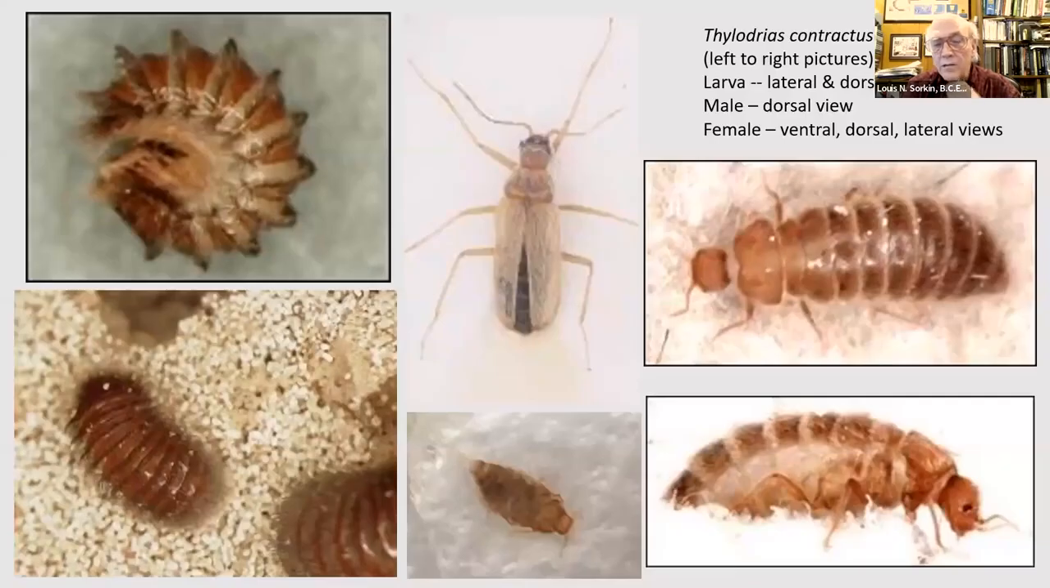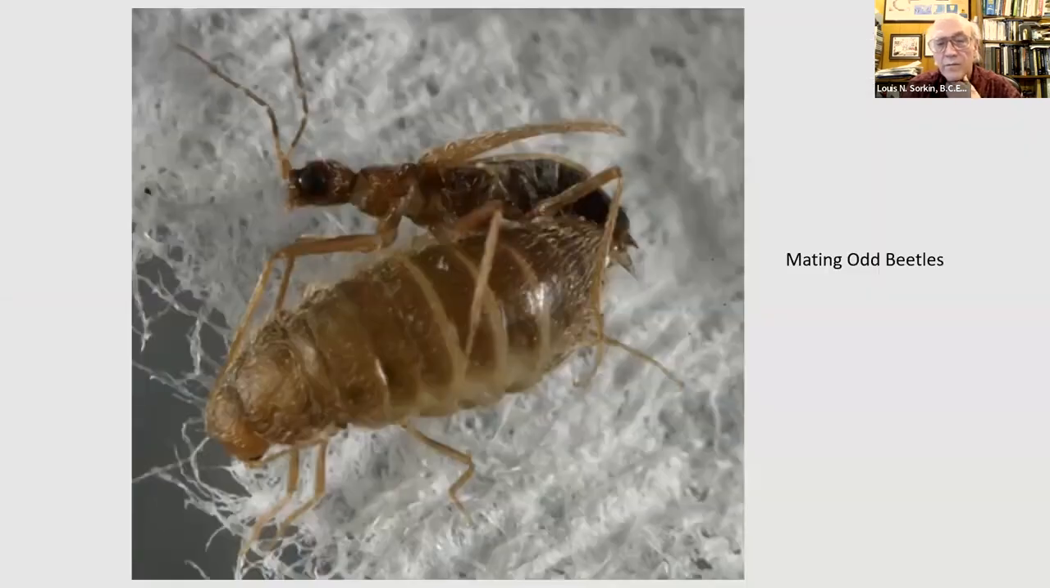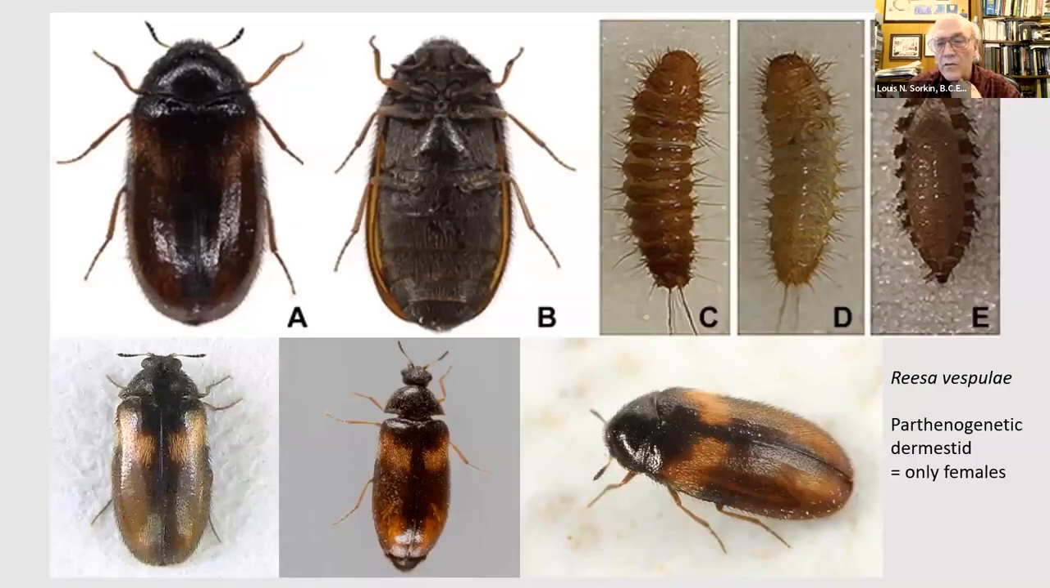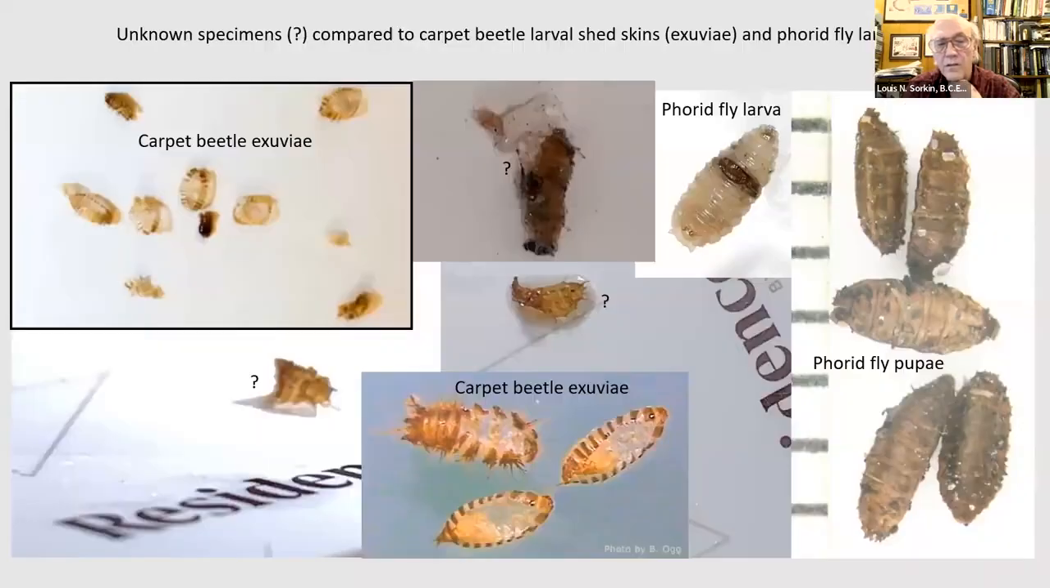And these are beetles compared to what people think are bed bugs. An odd beetle, which is one of the dermestid beetles, the female there often is misidentified as being a bed bug nymph, but it isn't. And you can see the comparison here in this slide of what the structures really look like. And other dermestids, a parthenogenetic dermestid, only females in the population.